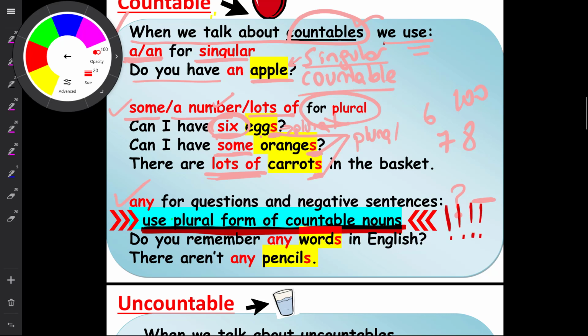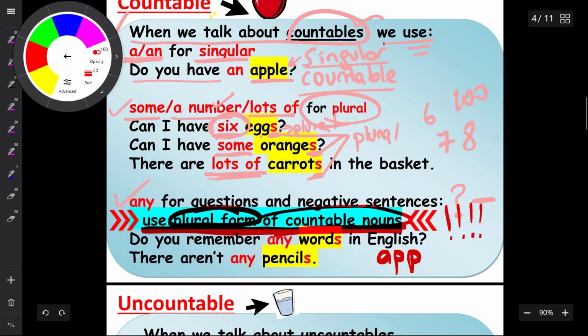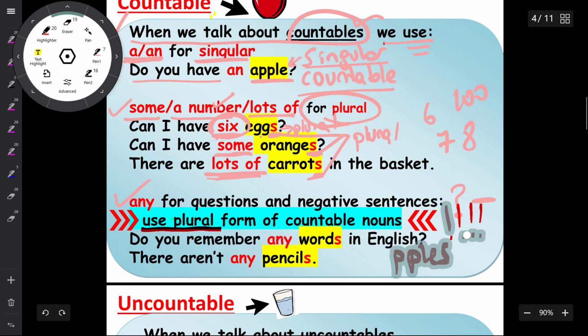If you want to use any in the questions and the negative sentences, you have to use plural form of countable nouns, okay? For example, apples, we have to say. We have to say oranges. We can say pencils. We can say words. We can say tables, okay? That's it. Let's look at the example.